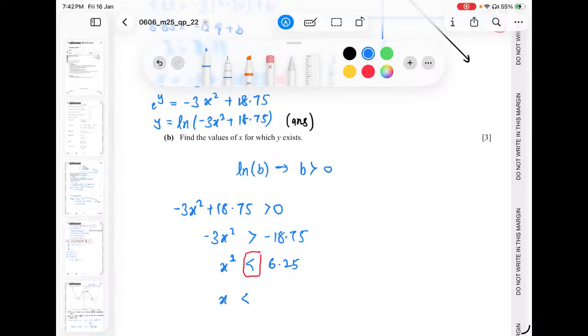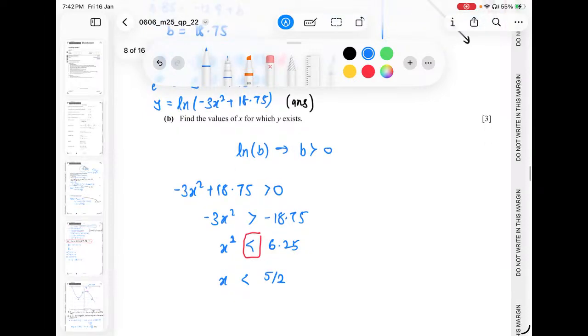So x should be less than 5 by 2. I didn't write less than plus minus 5 by 2, because if you have minus, okay, I think you can write it because you're squaring the minus itself, so it doesn't matter. So that's going to be the final answer.